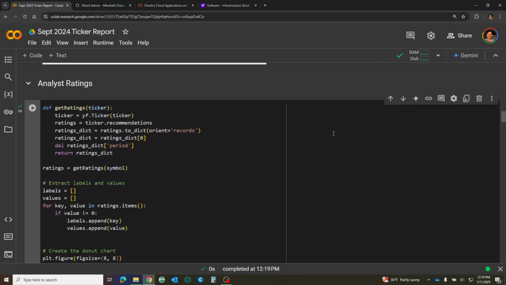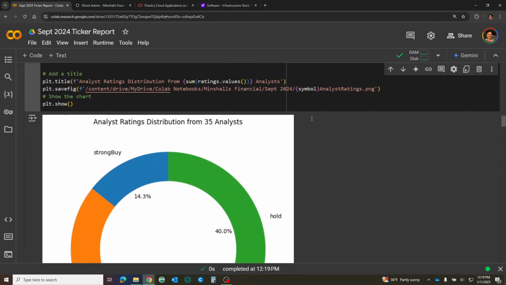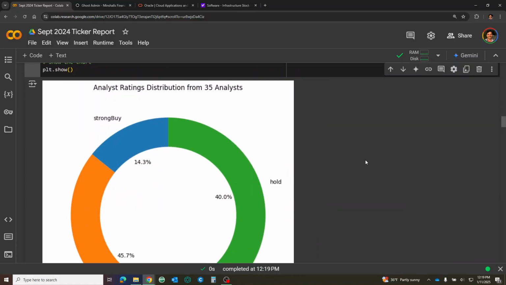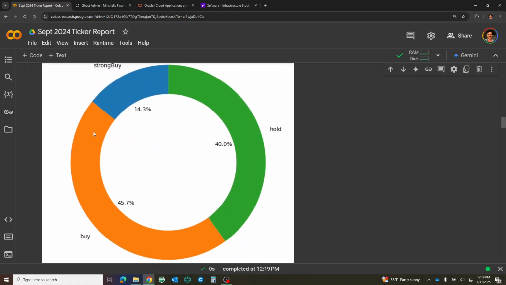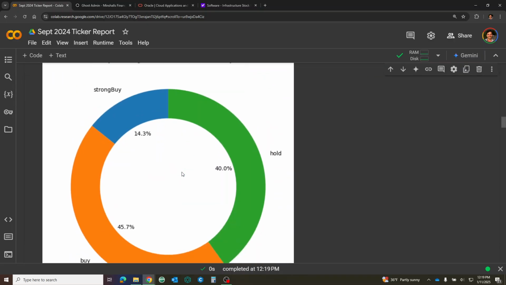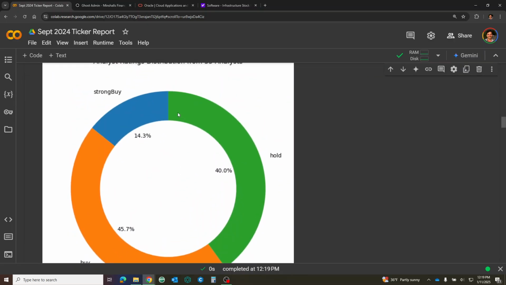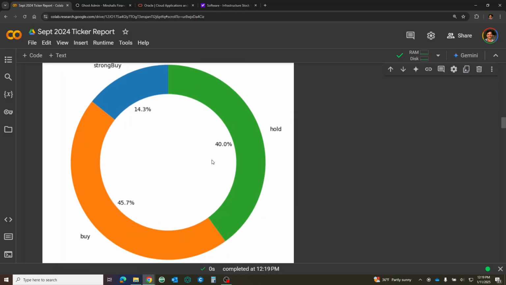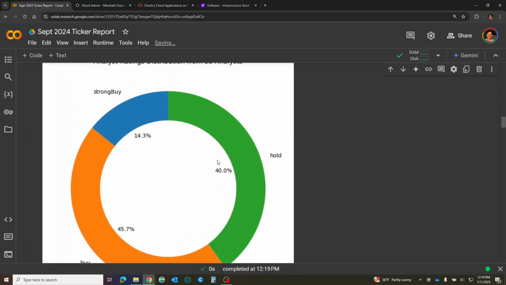Let's say you just want to look at what other analysts think of Oracle. And we're looking at 35 analysts here. Most of them think it's a buy or a strong buy, with several just saying hold. So that's interesting. No one's saying that you should be going out and selling Oracle, at least these 35 analysts over here. So again, that provides you a little bit more context.